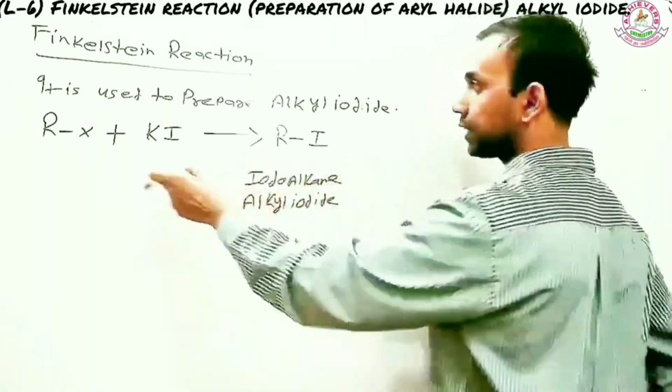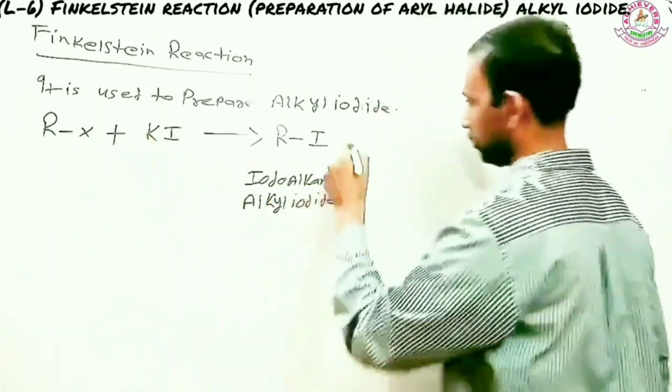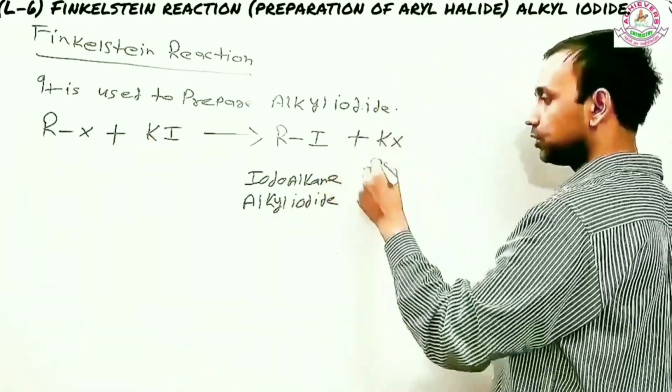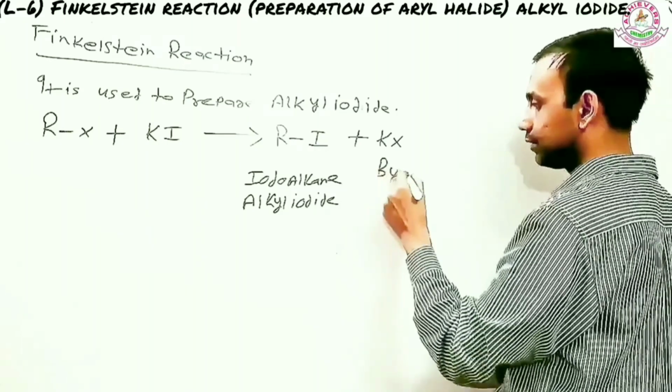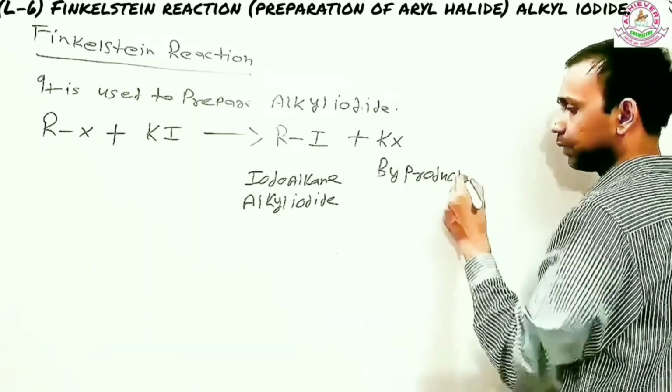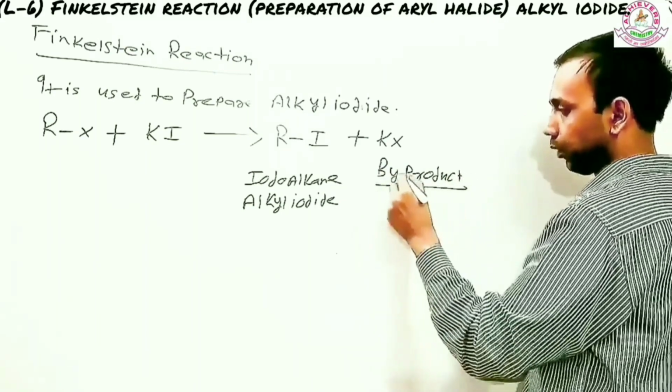Okay, so what is the byproduct going to be? That's going to be KX here. So the other byproduct we have here is KX. Right, so this is a byproduct. You need to understand that this is a byproduct. What is a byproduct? The product which is not desirable, which is not required to be formed here.